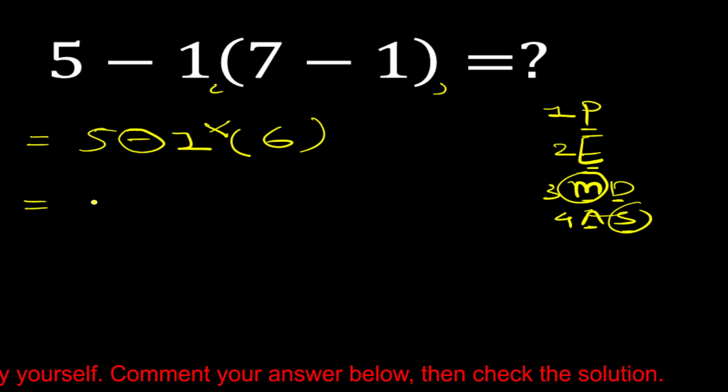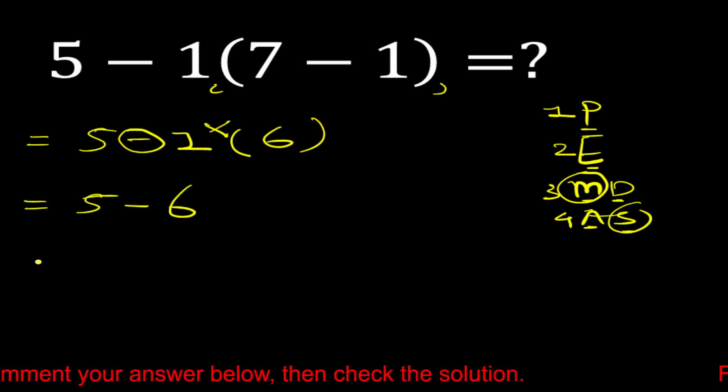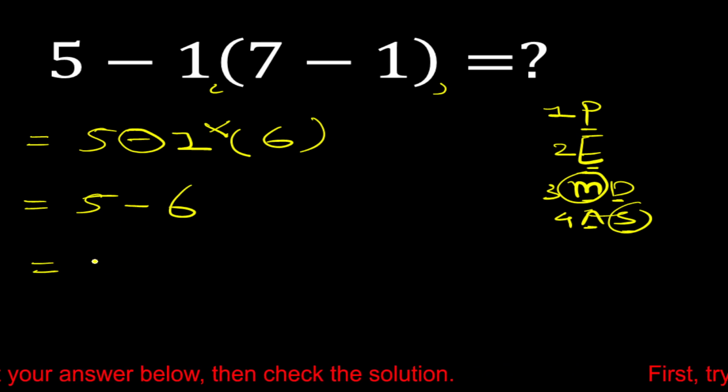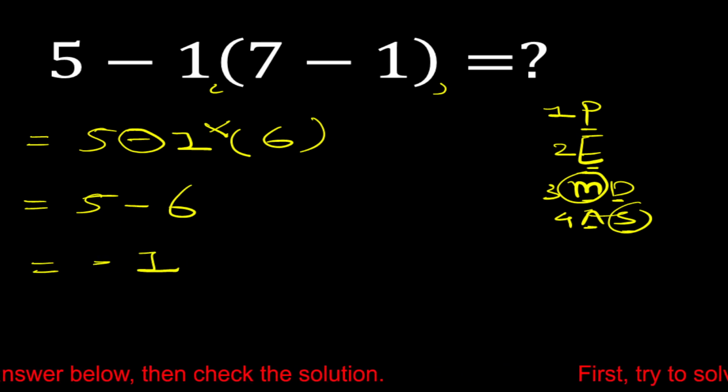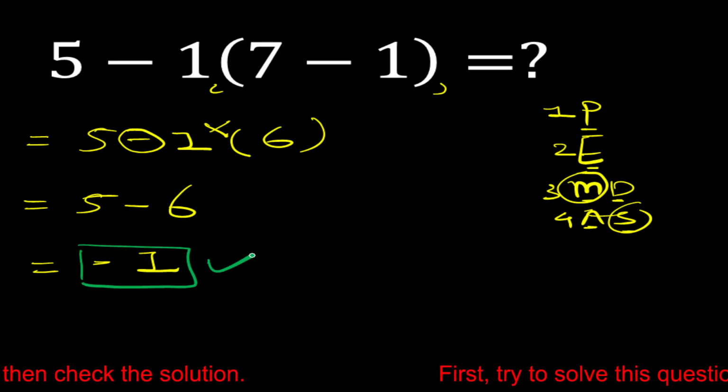Okay, so 5 minus 6 multiply 1 is equal to 6. Now 5 minus 6 is equal to minus 1. Okay, so the correct answer is minus 1.